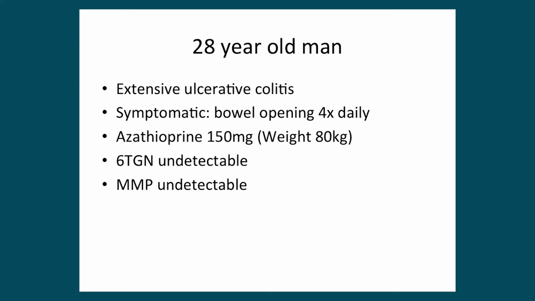A 28-year-old man with extensive colitis, so at last check colitis to mid-transverse. When I saw him, his symptoms were grumbling a bit, so he was opening his bowels 4 times a day with a bit of urgency. His azathioprine dose was 150 milligrams daily and his weight 80 kilograms, so it should be a reasonable dose. But when I got his levels back, his MMP and his 6 TGN were undetectable. So what do you think's going on there, and how should I handle that?